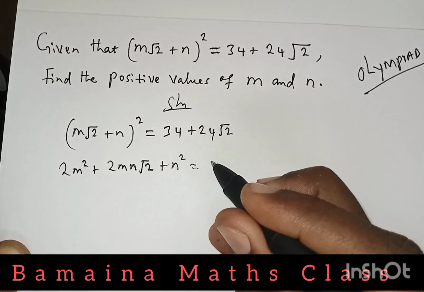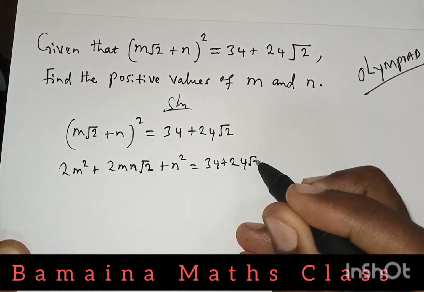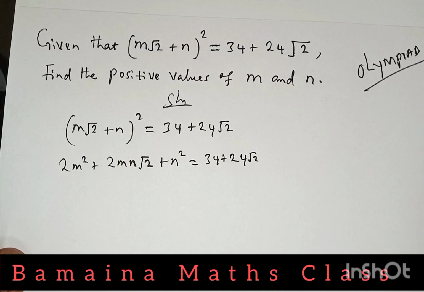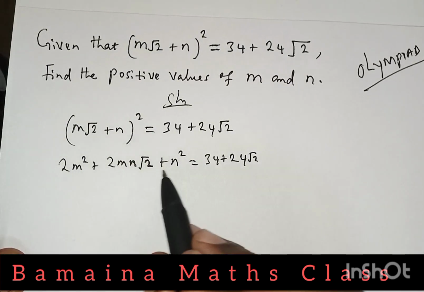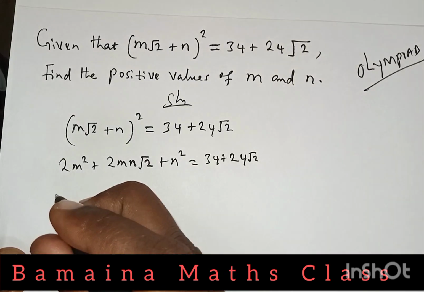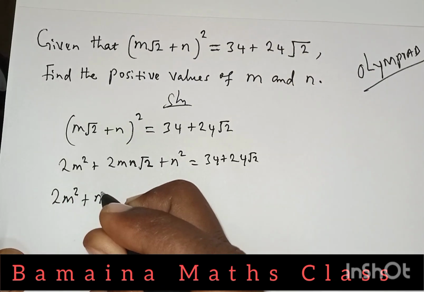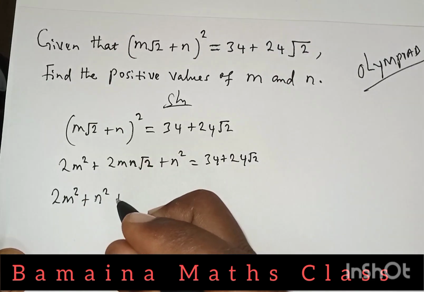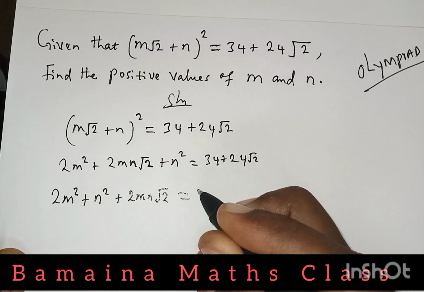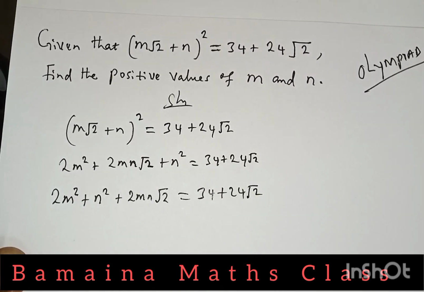So it's the same thing as 34 plus 24 root 2. So now we can rearrange. This is 2m square, this is n square. We rearrange those that are having square, we merge them together. So we have 2m square plus n square, then plus 2mn root 2 equals 34 plus 24 root 2.